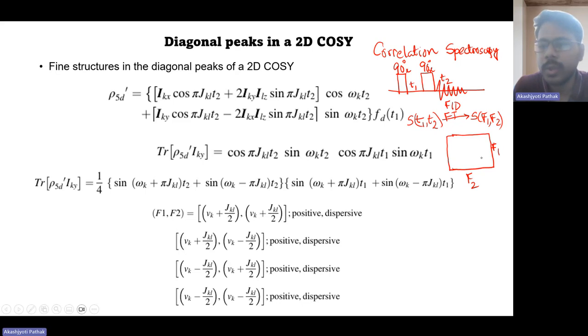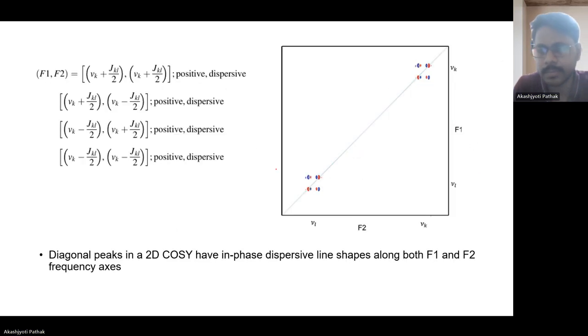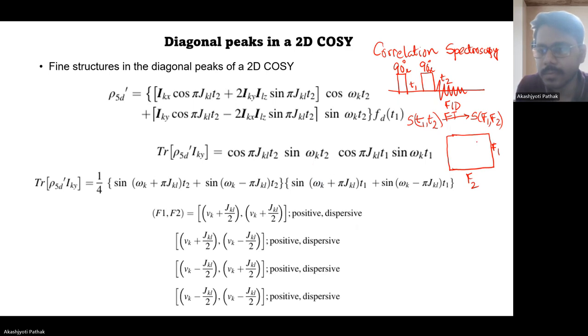Okay, yeah. So we get two different peaks. One is the peaks that we observe in the diagonal of this spectra. Those are called the diagonal peaks. And then there are off-diagonal peaks, which are also called the cross peaks.